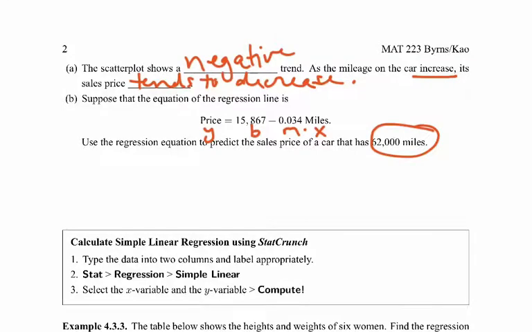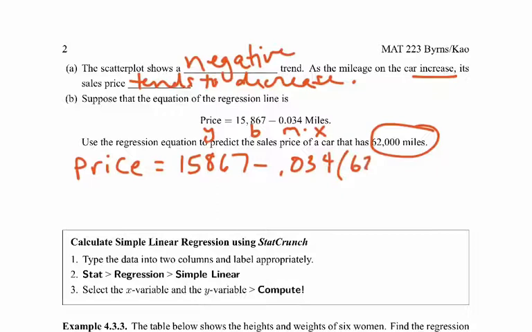I don't want you to get too hung up on the units here. I want you to focus on what we're doing. I'm trying to come up with a price estimate for a car with 62,000 miles. So I'm going to replace the independent variable with 62,000, and we're going to do the computation. So get your calculators out with me and make sure you're getting the same numbers I am.